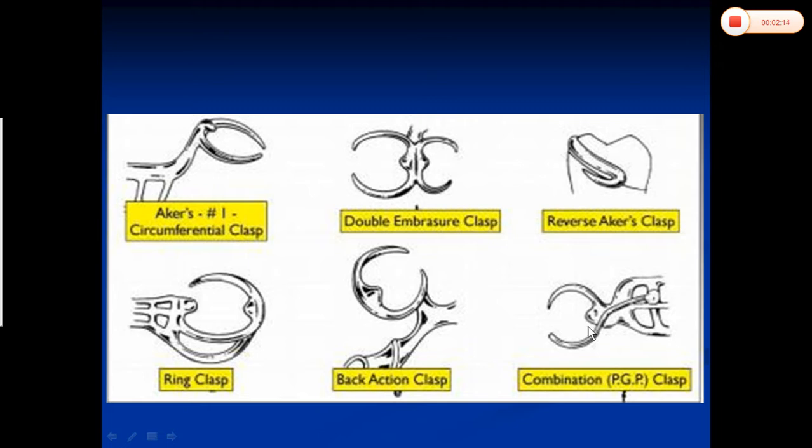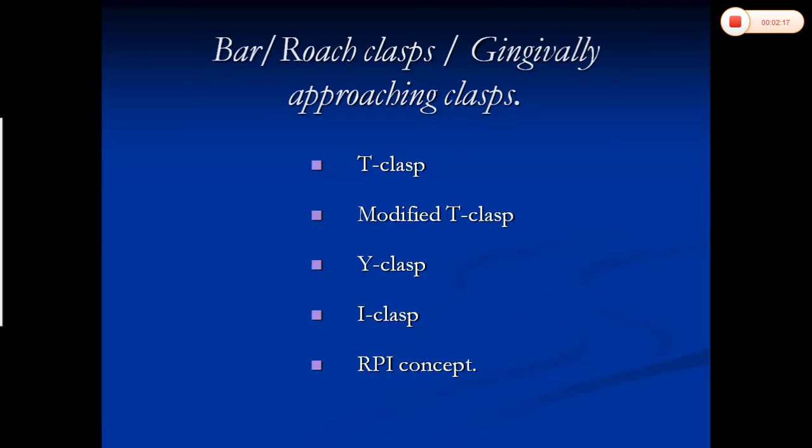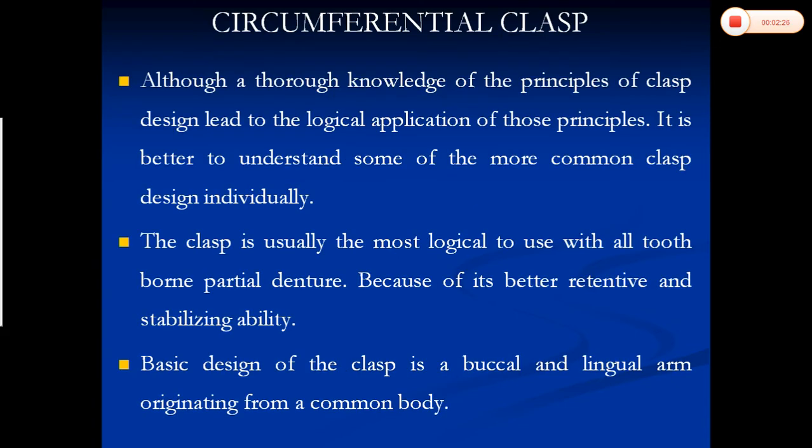So these are different forms of gingivally approaching clasp or bar clasp. We will see them in the next class. Coming to circumferential clasp, a thorough knowledge of the principles of clasp design leads to logical application of those principles. So first we should know the clasp design principles thoroughly. It is better to understand some of the more common clasp designs individually, so we will see the individual clasp designs in this class.